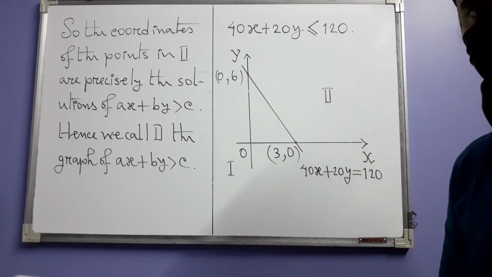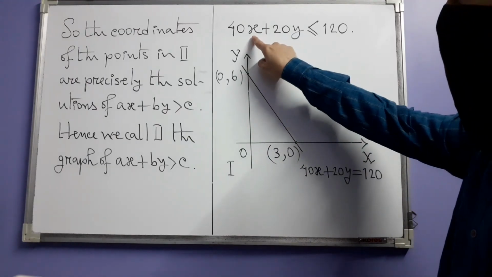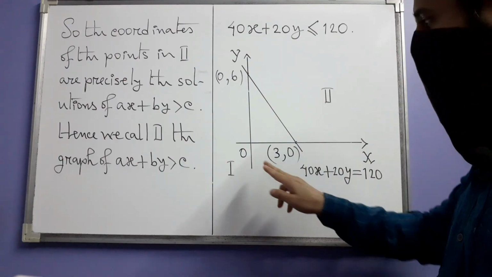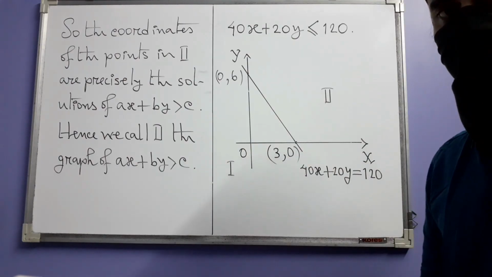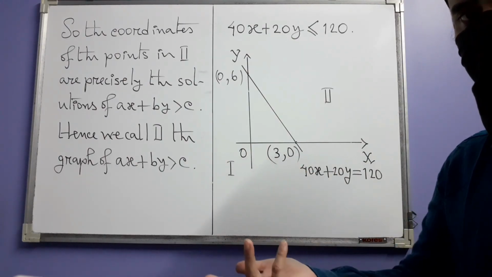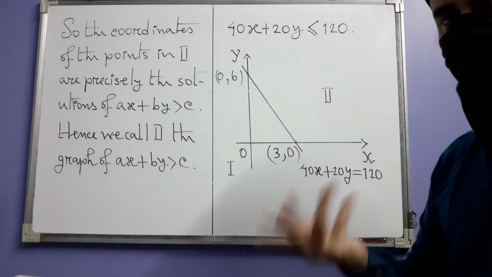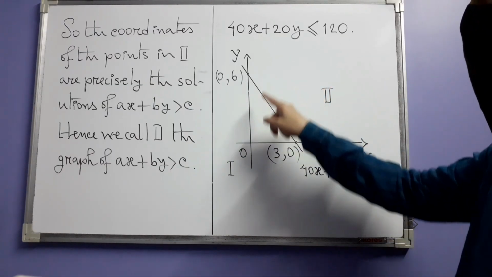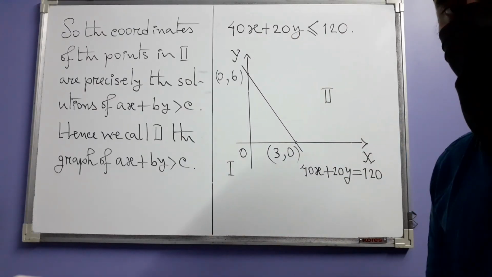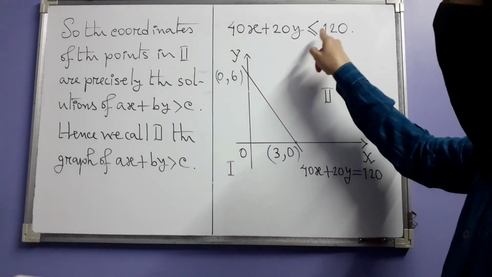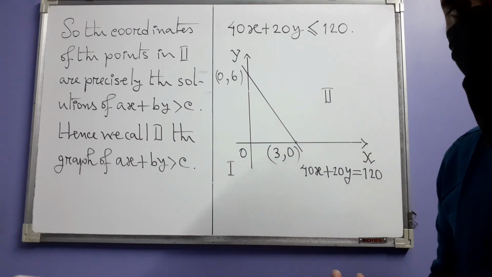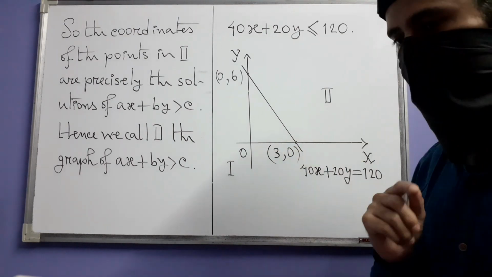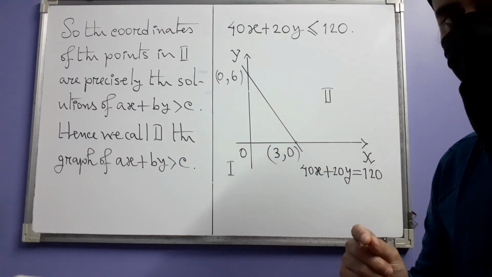That's just it. Now, instead of taking an arbitrary point, it is almost always convenient to take the origin, because substituting 0 for both x and y makes everything so easy. So what will you get if you put x equal to 0 and y equal to 0 here? You would get 0 less than or equal to 120, which is true. So that means this point, the origin, is actually a solution.